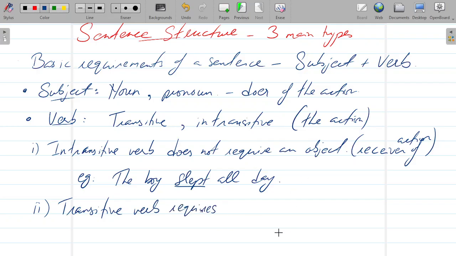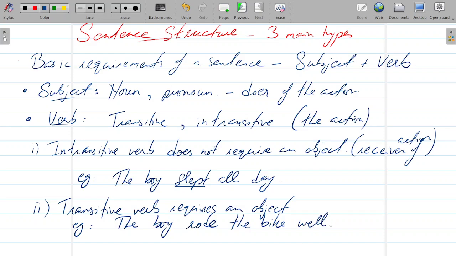So it requires a recipient for the action. And so an example for that is the boy rode. And you're going to ask, well, what? Right? Because if I just stop over there, it's not going to make complete sense. Right? And so it needs a recipient. The boy rode the bike. And so the bike will be the object. Rode is obviously the verb, and the boy is the subject.